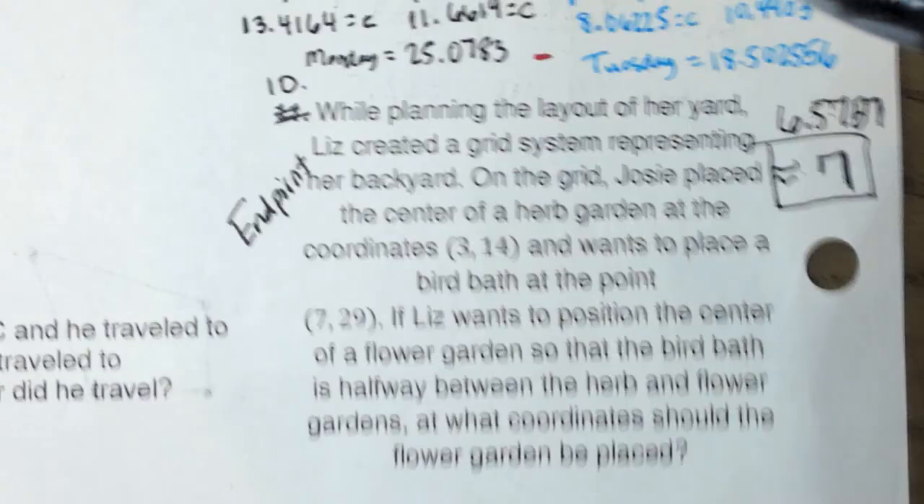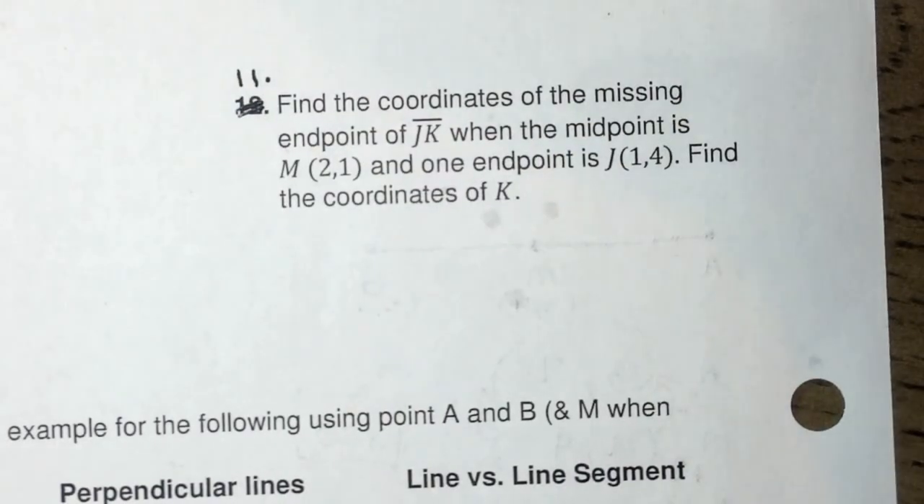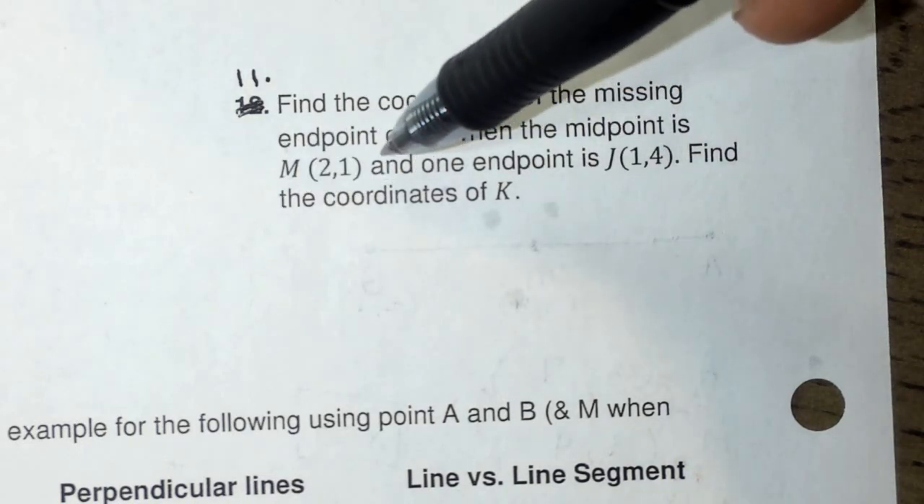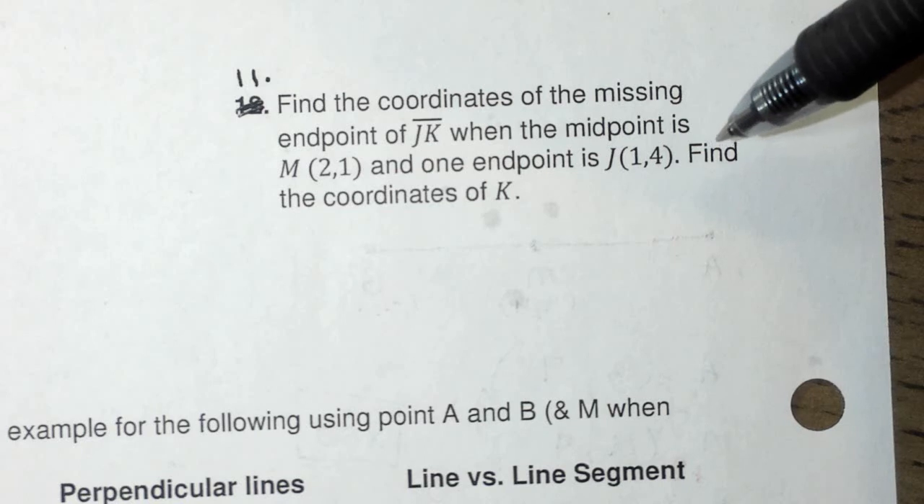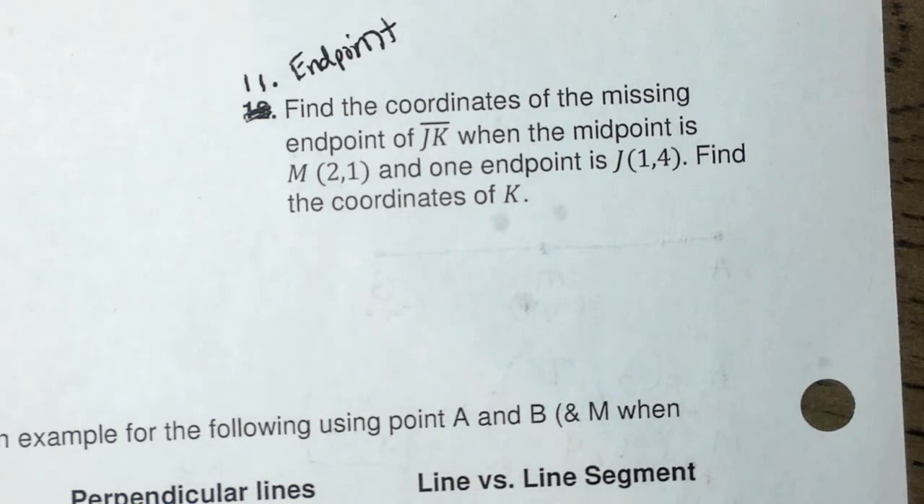Number 11, same situation. It's another endpoint problem if you read it. They give you the midpoint of JK, they tell you that right there, and then they give you an endpoint, and they tell you to find the coordinates of K. It's another endpoint problem. So you got 3 of them on the sheet. I already did one for you on the front, which was number 5, number 10, and 11. You need to do the same way.